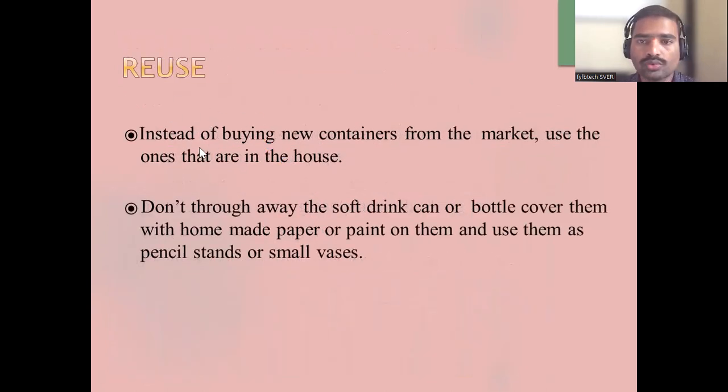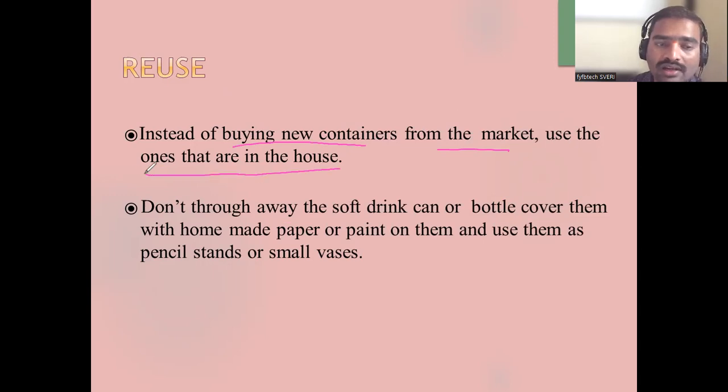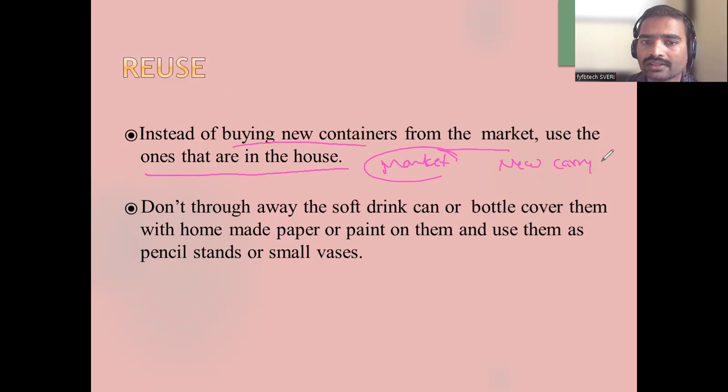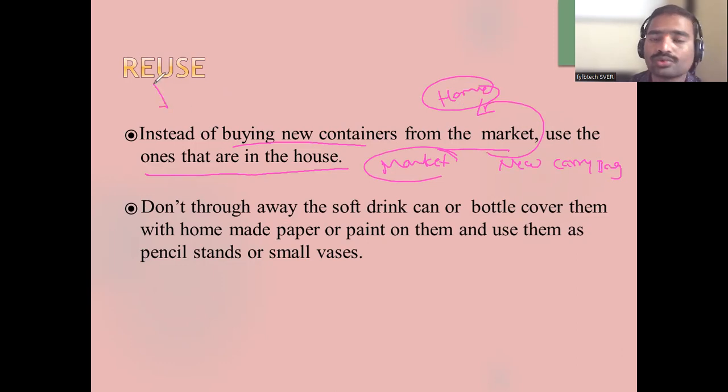Next one, reuse. So how to reuse? Whatever material you used, you reduced first. If you are using waste, then reuse it again. Instead of buying a new container or new carry bags from the market, use the one which is already in your house. Whenever you are going to the market, you purchase one more new carry bag. Instead, take the carry bag already in your home and go. It means you have to reuse. If you do this, you can reduce the waste.